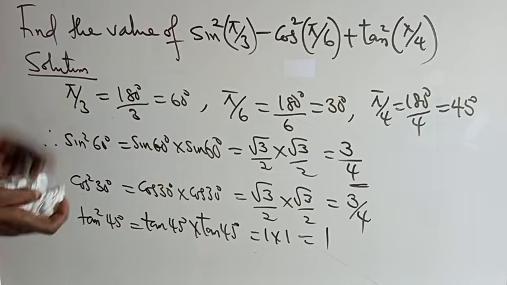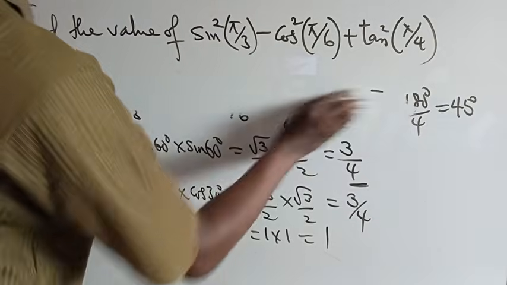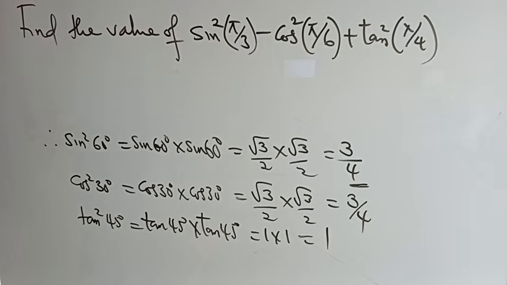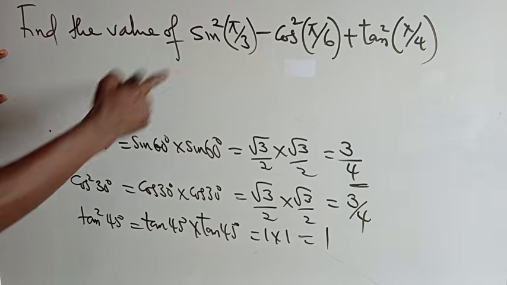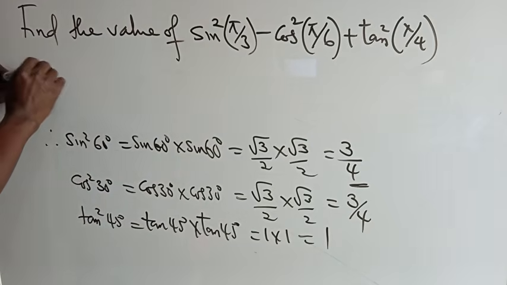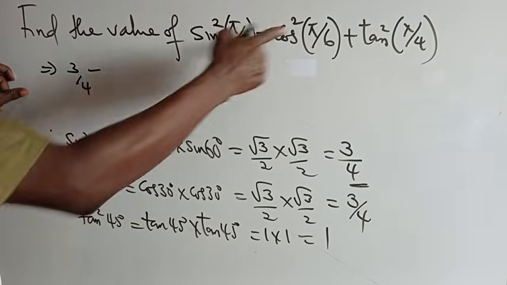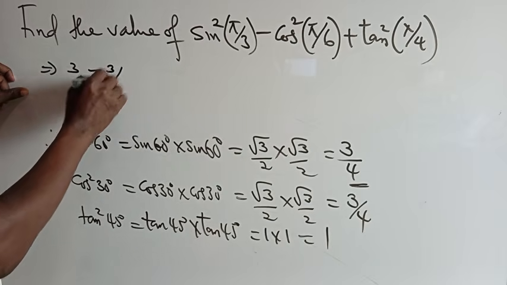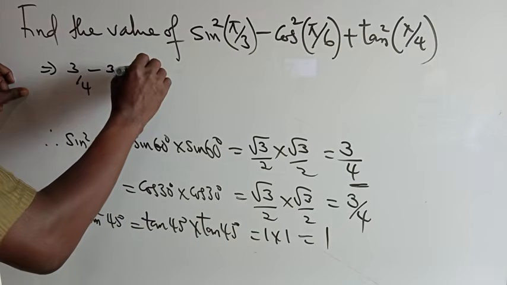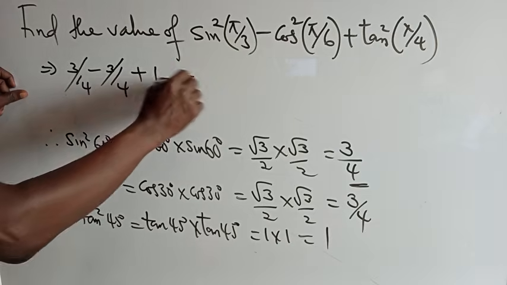Let's fix the values. How do we fix the values? We can now say that sine square pi over 3 gives us 3 over 4, minus cos square pi over 6, which is also 3 over 4, then plus tan square pi over 4, which is 1. So 3 over 4 minus 3 over 4 cancel, so you have plus 0.